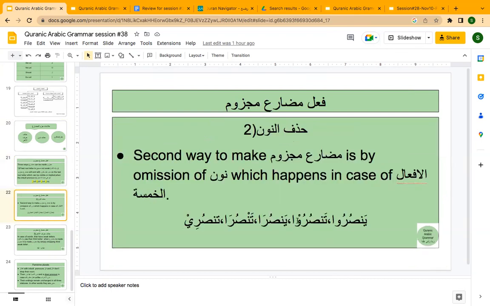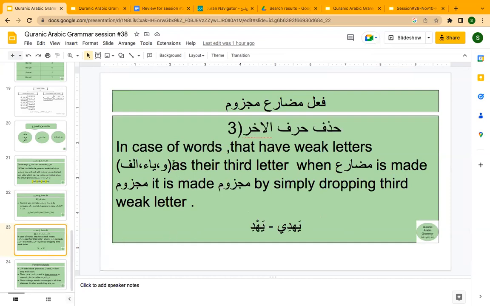In case of Af'alul Khamsa, what is going to happen? How will I make my word majzoom? The slide is right in front of you. Drop noon, right? So I will simply drop my noon. And in case when my last letter is Waw, Ya or Alif, your mudari is going to be made majzoom by simply dropping the weak letter. And what are the weak letters in Quran? They are Waw, Ya, Alif.